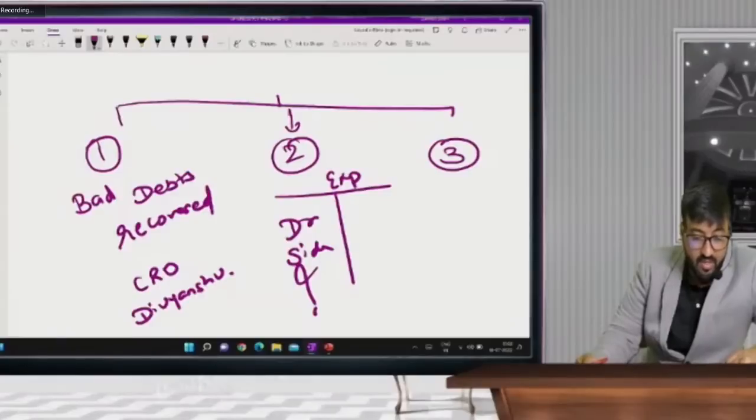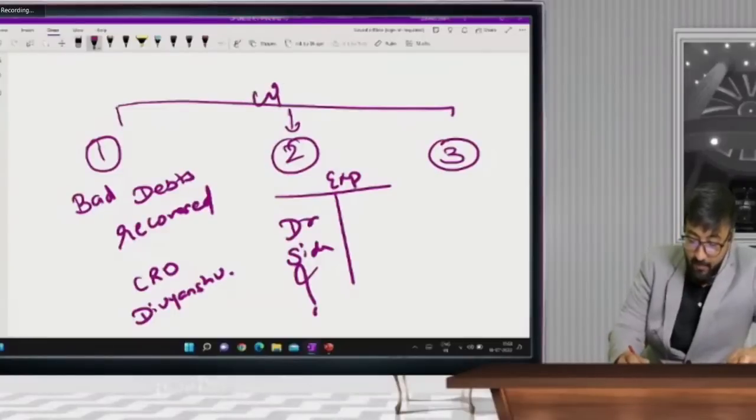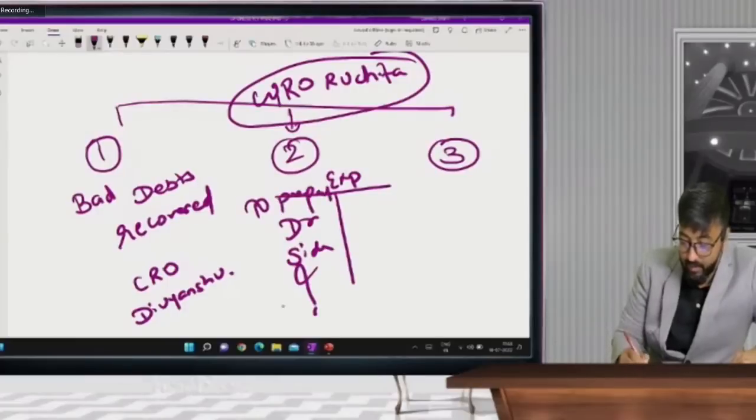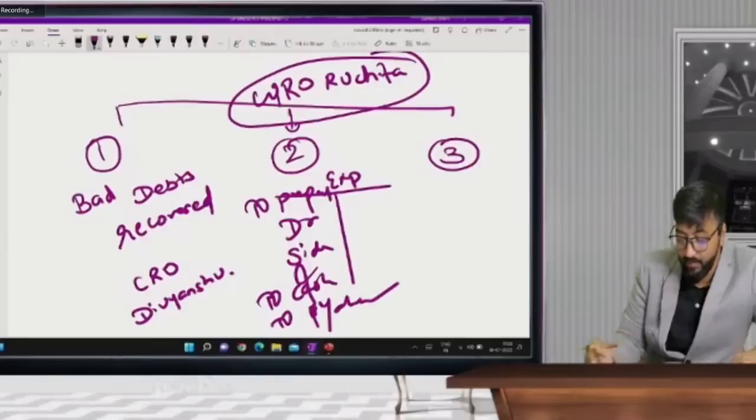This time the winner is Ruchita Kapse ji from WRO. Very good, beta. Two prepaid. Very good. Two cash and two payable. Yes. Question number 3.